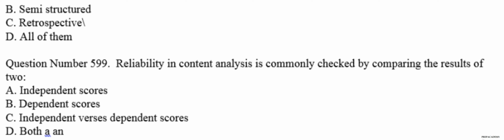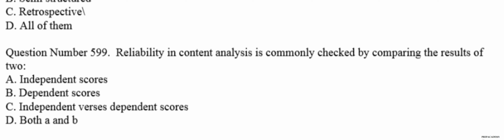Question number 599. Reliability in content analysis is commonly checked by comparing the results of two: A. Independent scores. B. Dependent scores. C. Independent versus dependent scores. D. Both B and C. The correct answer is option A, independent scores.